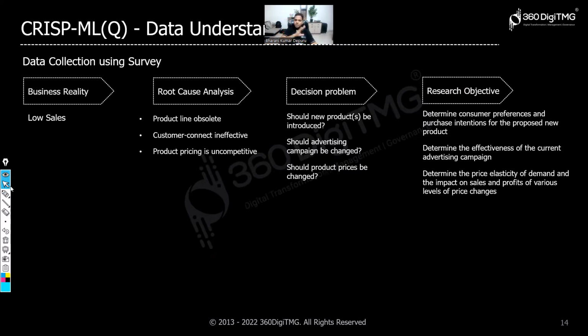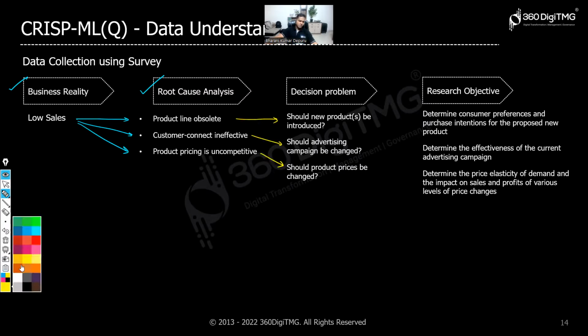So conducting a survey is not a walk in the park. Look at what we have done. First, we understood what was the business reality. Then we try to identify what are the root causes for this. Then for each of those root causes, we try to understand what is the decision problem that we are facing here. And then we try to come up with research objectives for each of these decision problems.